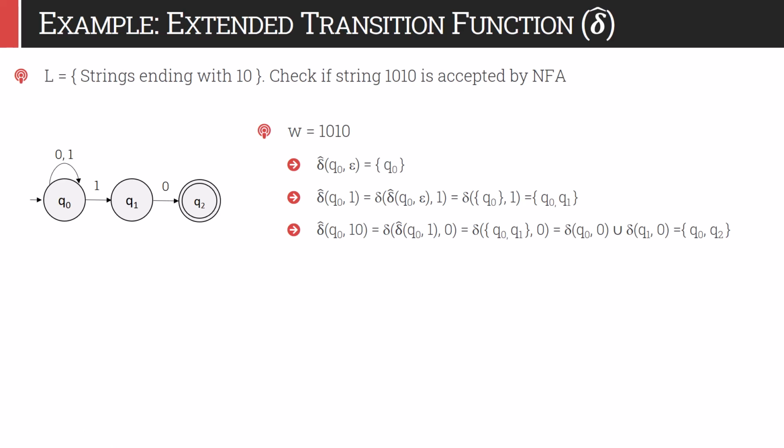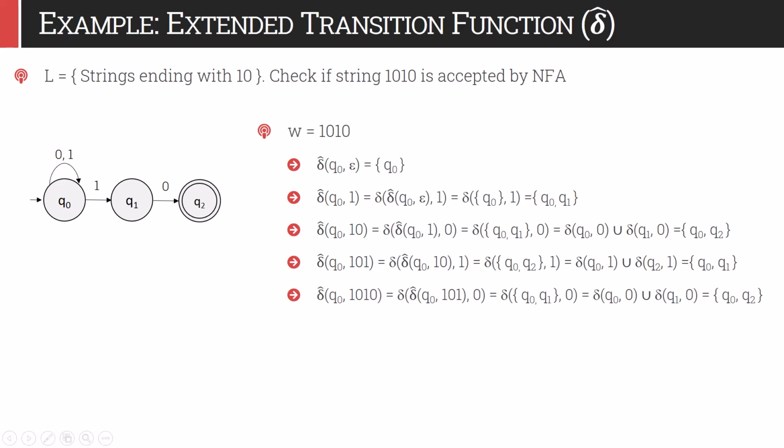Let us read the third symbol, so the string is 101. Again, if we write it as x dot a, then 1 would be a and 10 will be our x. We always have to write this w as x dot a, where x is a string and a is the last symbol. So we can write it as delta hat of Q0 comma x, that is 10, comma a, that is 1. This part we have already calculated in the previous line, that is Q0, Q2, and this can be written as the union of delta of Q0 comma 1 and delta of Q2 comma 1, and from the diagram that will result in Q0, Q1.